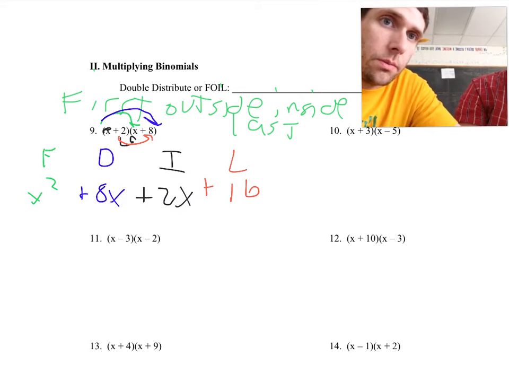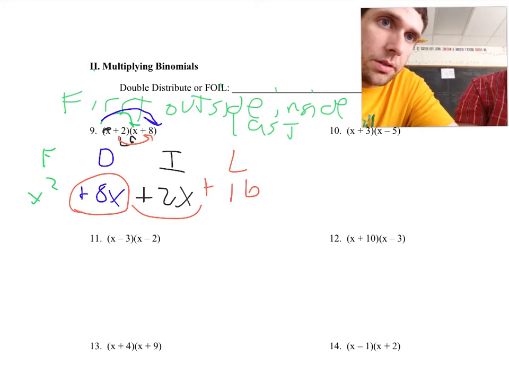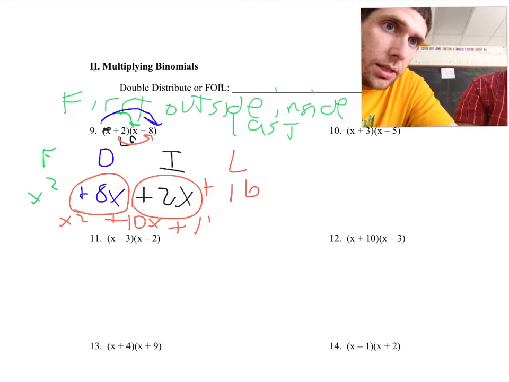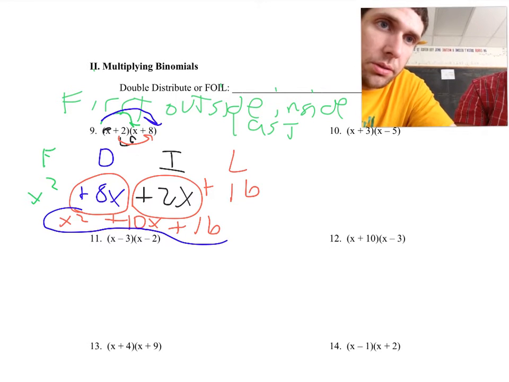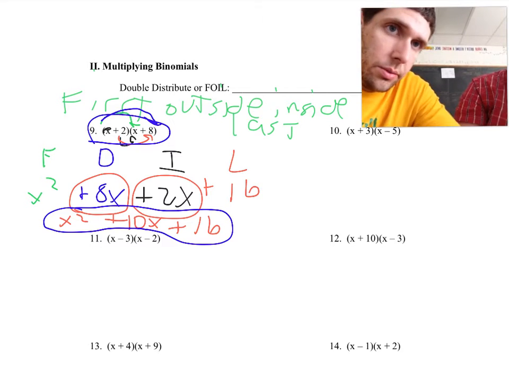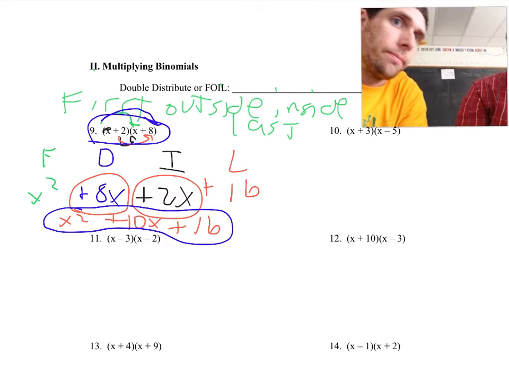16. And then we notice that I have a positive 8x and a positive 2x. We can combine those two together, and that gives me a positive 10x. So my final answer, I'll bring down my x squared, and I can bring down my 16. So my final answer is x squared plus 10x plus 16. So FOIL, binomial times binomial, will most likely result in a trinomial.